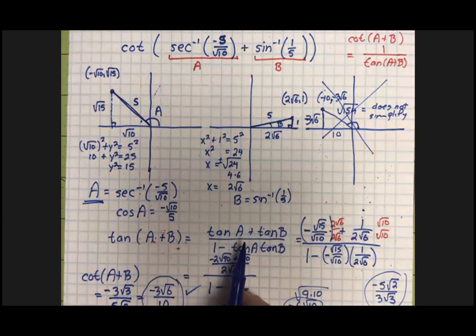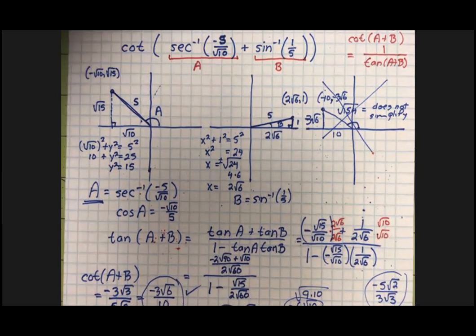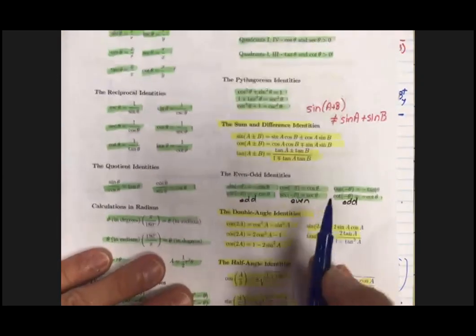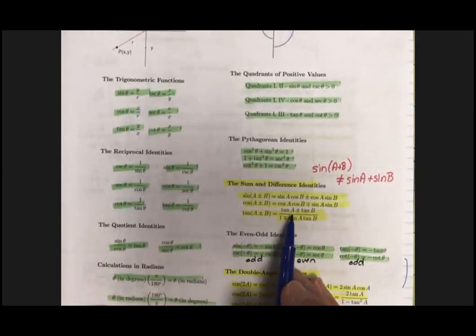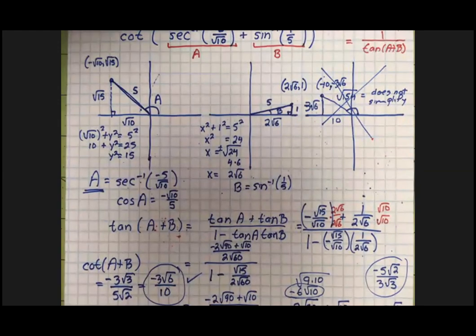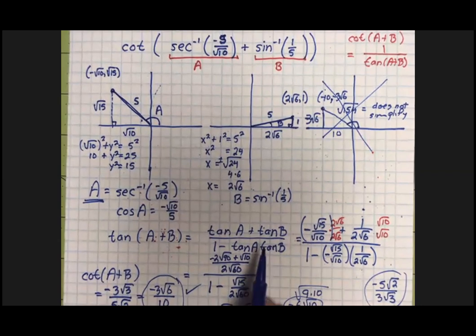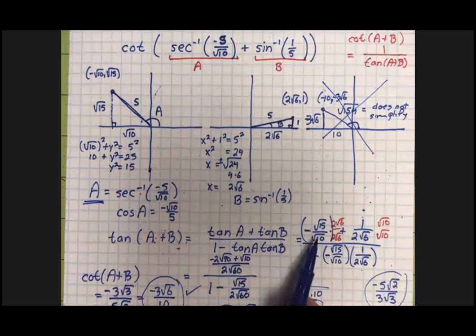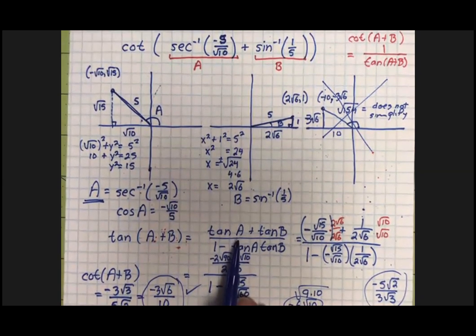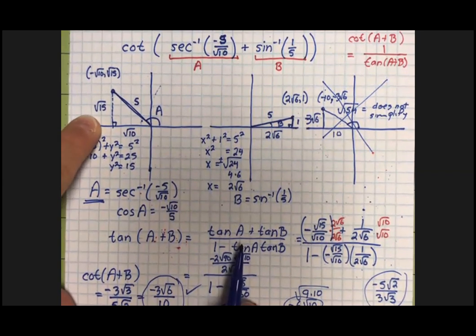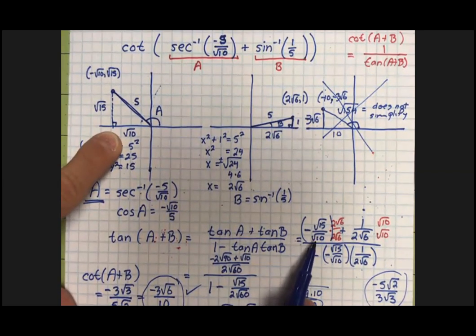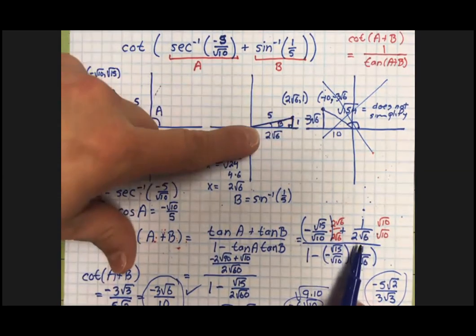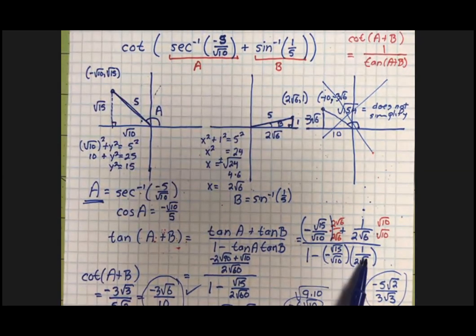So the tangent of a plus b, I'm using this identity. And we verify the identity right here. Tangent of a plus b is tan a plus tan b over 1 minus tan a times tan b. Maybe our drawing's good, but our simplifying is bad. So the tangent of a is 15 over minus root 10. Tangent of b is 1 over 2 root 6. Put them in here and multiply.